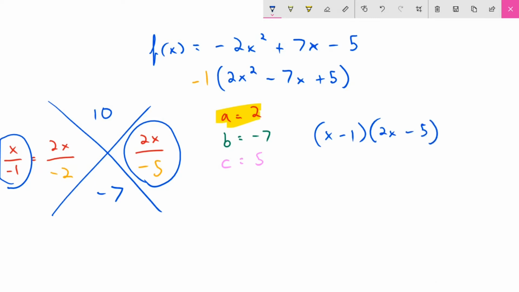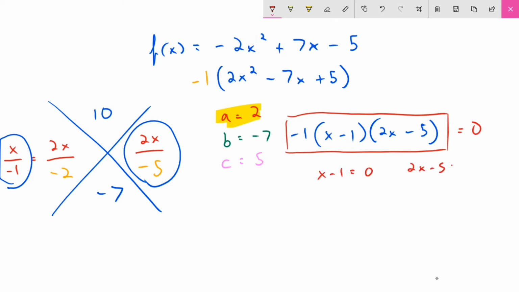All right, but there's one more thing we're missing. Look back at our original equation. We have this factored form, which accounts for the parentheses, but what are we missing? We're missing the negative 1 that was on the outside. We pull out a negative 1, that needs to go back in there, otherwise we don't have our original equation. All right, so my completely factored out form would be negative 1 times x minus 1 times 2x minus 5. If I wanted to solve for 0, I'd set it equal to 0. And then just x minus 1 equals 0, and 2x minus 5 equals 0, and solve for each of those x's. All right, on to our final example of the day.